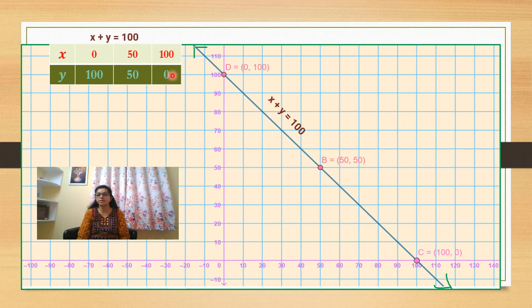Using these three pairs of coordinates, you are going to plot them on the graph. As you can see, they are indicated by C, B and D. Join these 3 points, write the coordinates, don't forget to write the coordinates, and also don't forget to write the equation on the side.